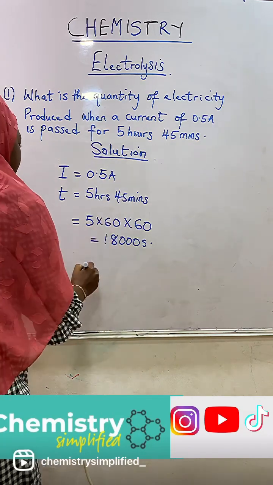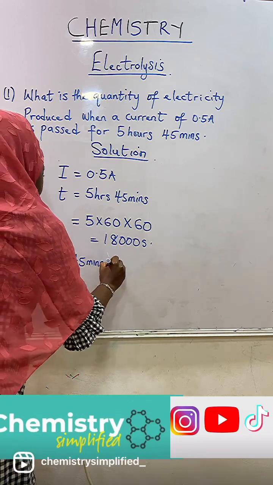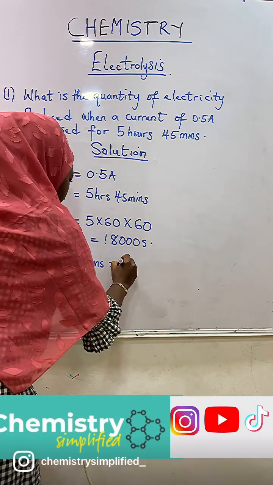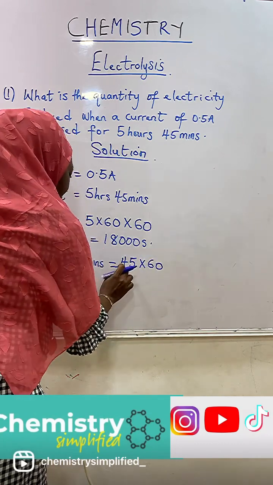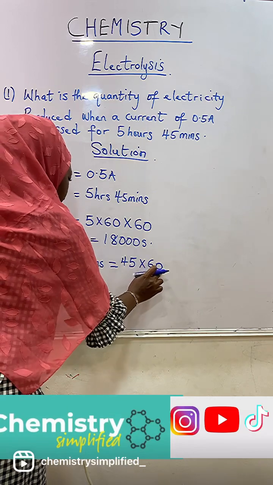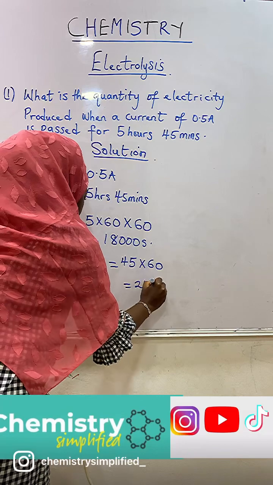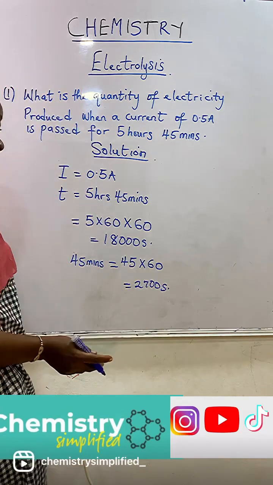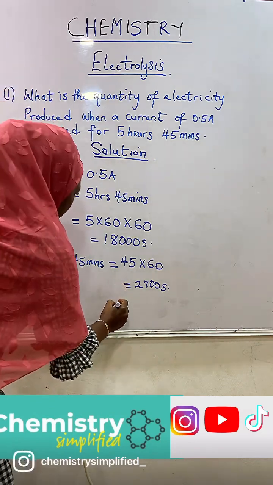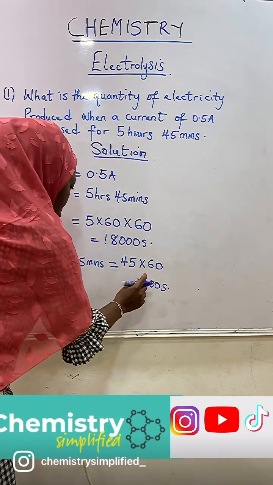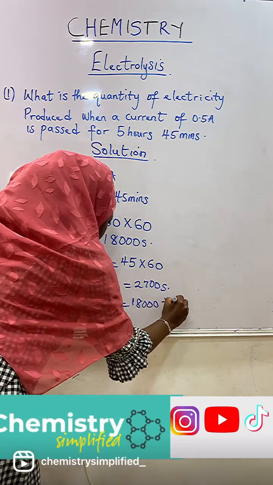Now let's convert 45 minutes into seconds too. For our 45 minutes, remember, it's in minutes already. So we are only going to multiply 45 times 60. When you multiply 45 times 60, it means you have converted it to seconds. And our answer is 2,700 seconds. So the next thing is we are going to add the two together in order to get our T. When you add 18,000 to 2,700, you get what?